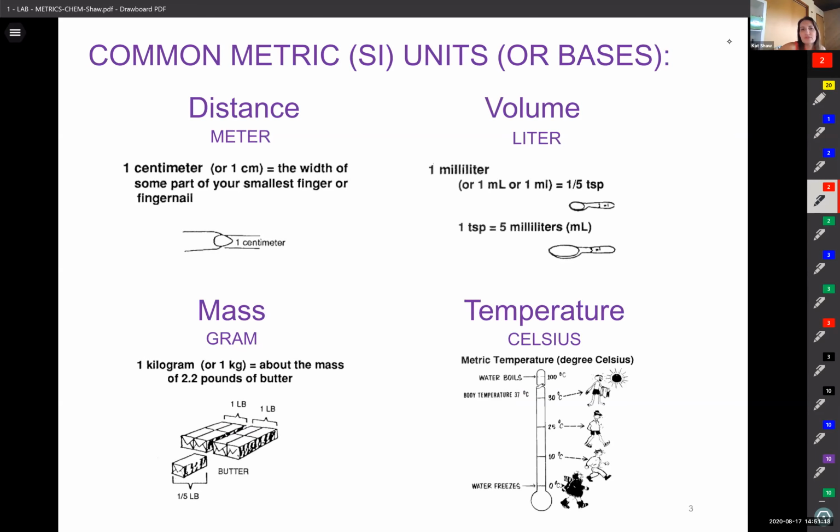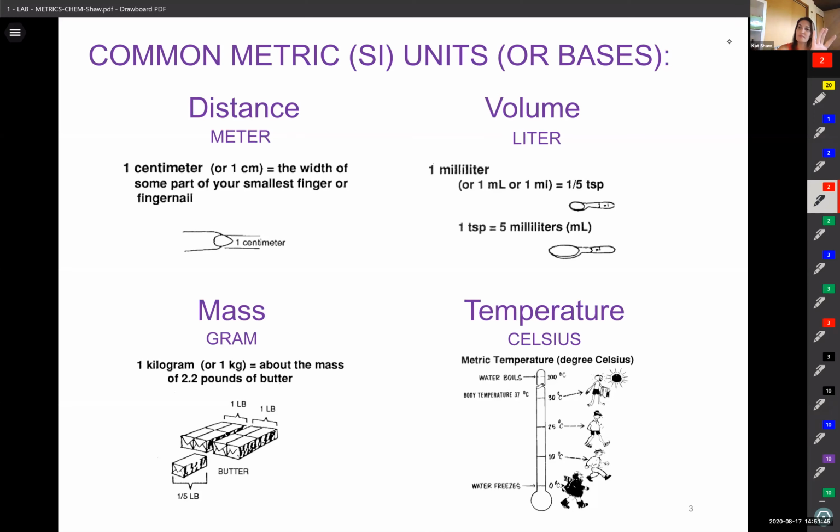And let's just review some of the basics of the metric system together. This, of course, starts on page 4 of the lab manual, where you have some of the basic information about metric conversions and scientific notation. What I'm showing you here are just some of the basic metric units that we'll be using. The SI units, referring to the International System of Units.